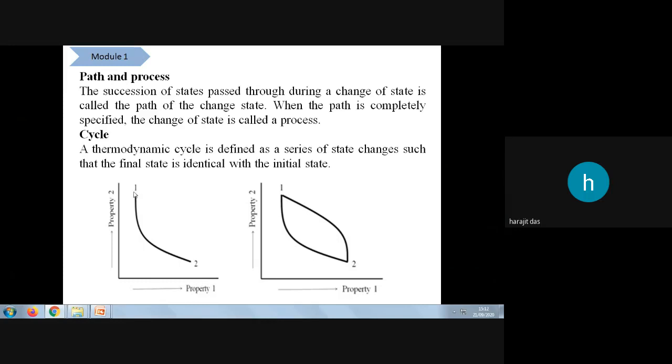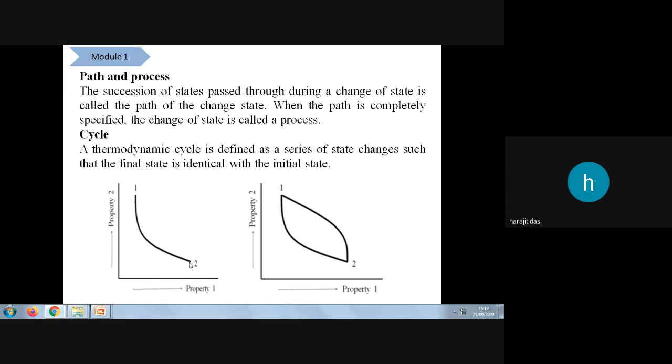So here from 1 to 2, we can join this by a distinct line, because to attain the state point 2 from state point 1, there will be a number of intermediate thermal equilibrium points. So when we join all those points, you will get this process. So this process is a reversible process, because a number of thermal equilibrium points comprise this process.